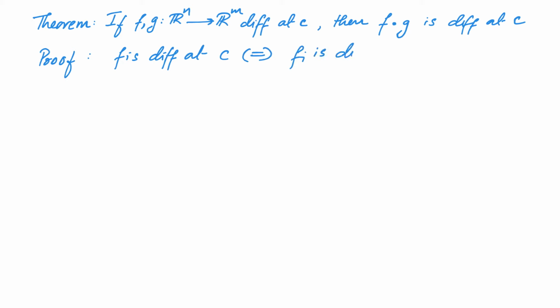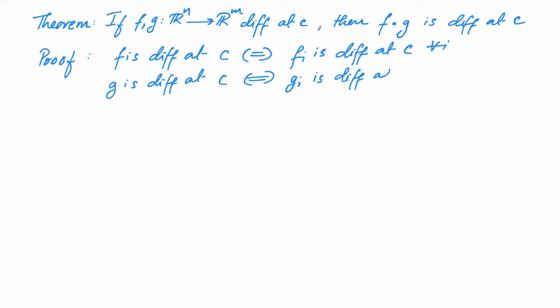Once again, we use the idea that f is differentiable at C if and only if all its component functions, that means fi, are differentiable at C. Similarly, g is differentiable at C if and only if all its component functions gi are differentiable at C. And notice that this happens for all i. That's very important.